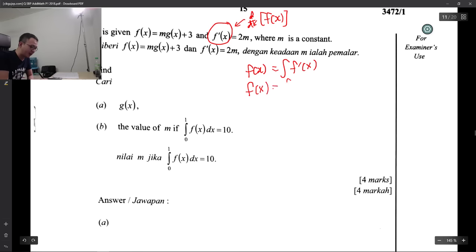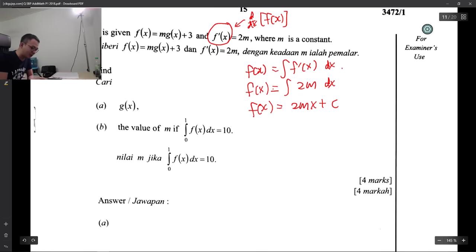Alright, so I will integrate 2m. If I integrate 2m, this one will give me 2mx plus c, right? Because it's dx here. Alright, so therefore I will just do some comparing later. So I will rearrange 2mx, right? I will make it m2x plus c. So by comparing here, you realize your g(x) should be 2x and your c should be 3. So therefore, I got my g(x) equals to 2x.